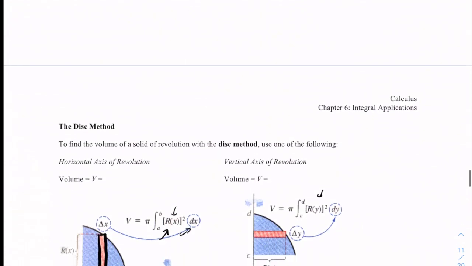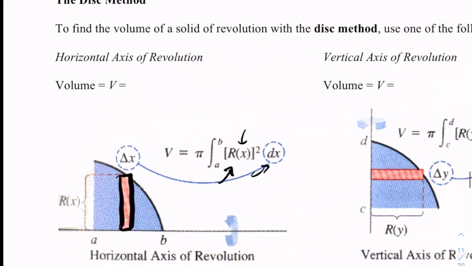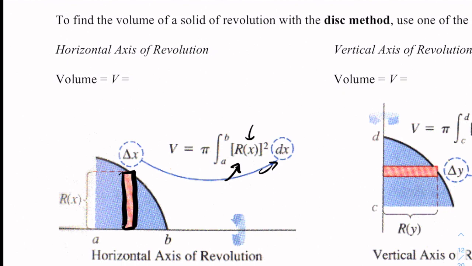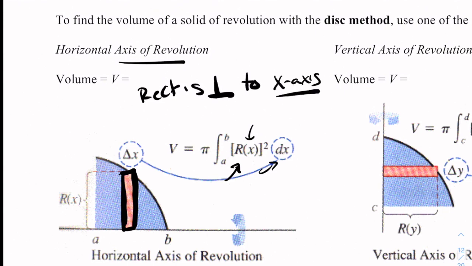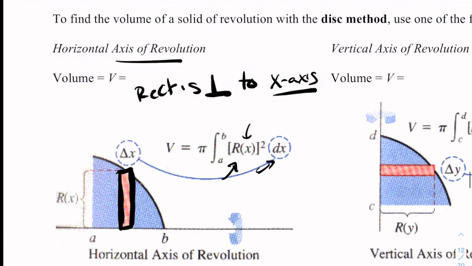Now it doesn't always have to be in terms of x. The way to think about this is, if we have a horizontal axis of revolution, or if our rectangle is perpendicular to the x-axis, everything will be in terms of x. And we'll say the integral from a to b of r of x squared dx. Notice the r of x and the dx match.